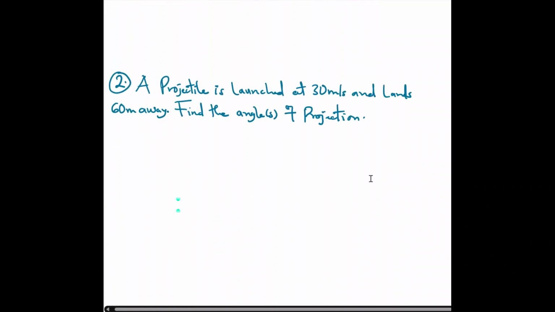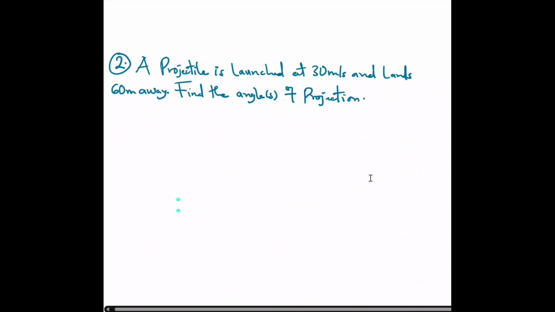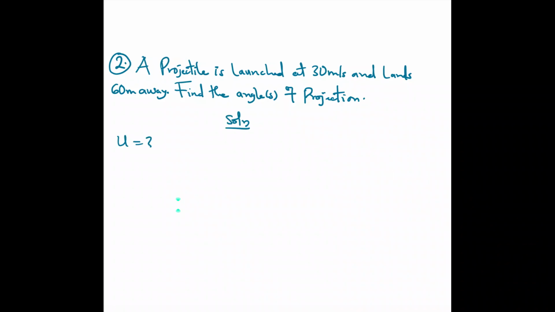So that'll be it for that question. The next question says a projectile is launched at 30 meters per second and lands 60 meters away. Find the angle of projection. In this case, we are given that the velocity is 30 meters per second, and the range R is 60 meters. Range is almost like a horizontal distance, but not exactly.